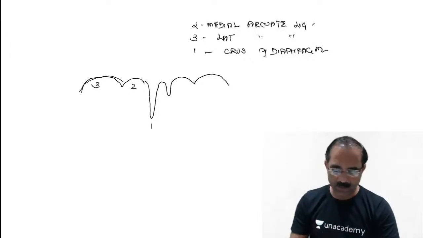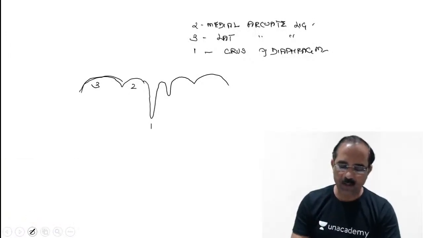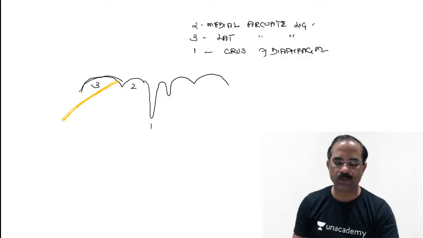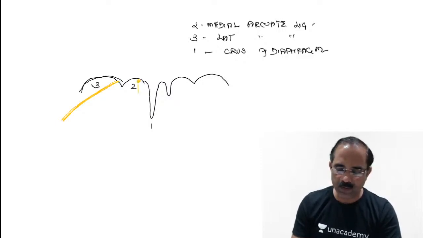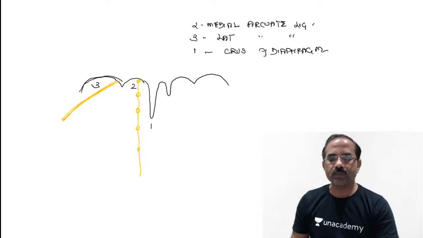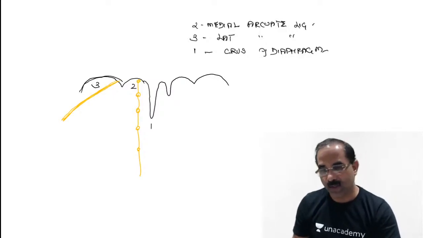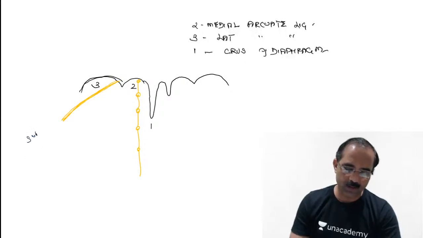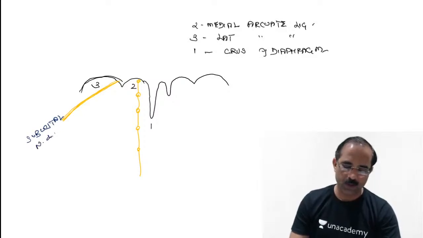Tell me, what enters the abdomen behind the lateral arcuate ligament? There's someone who enters the abdomen behind the lateral arcuate ligament, and there's someone who comes behind the medial arcuate ligament. Come on, students, answer this. A very important MCQ. These are the subcostal nerve and vessels.